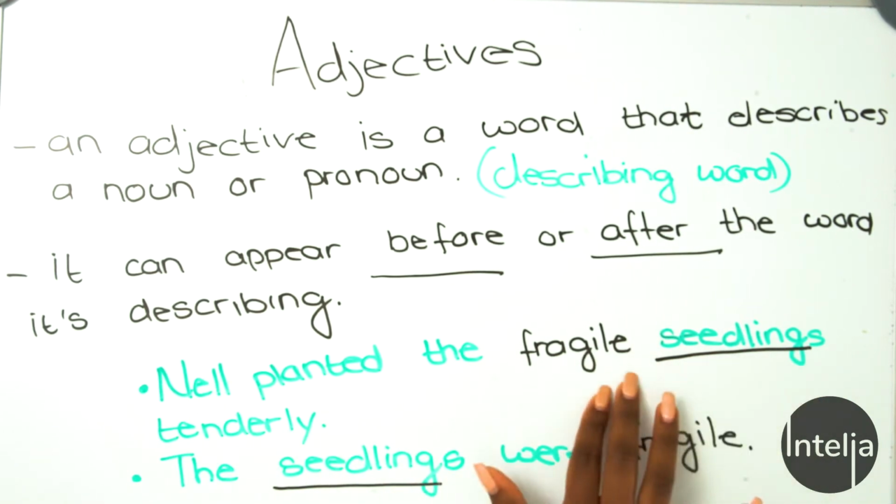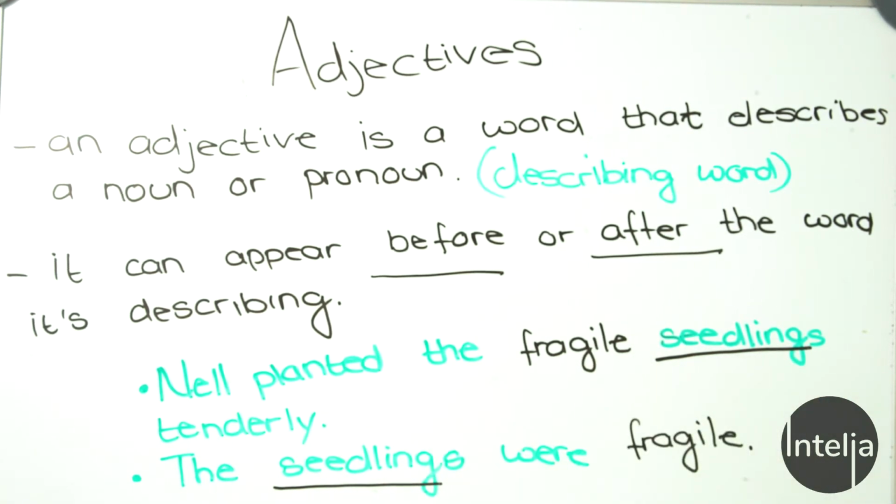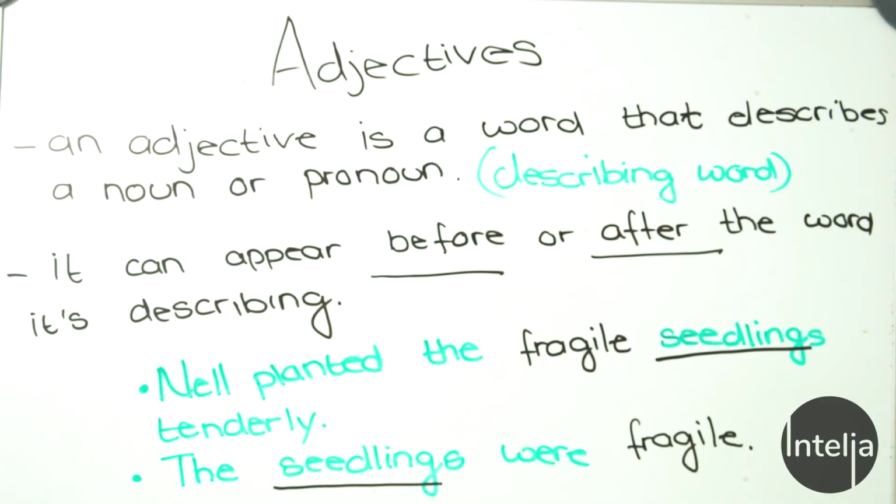So, now planted the fragile seedlings. The seedlings are fragile. So, when we're thinking of an adjective, what question word do you think we are using? Is it how or what? It's what, right? The question we're asking is what.